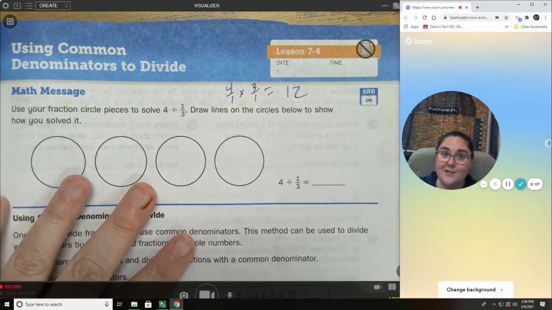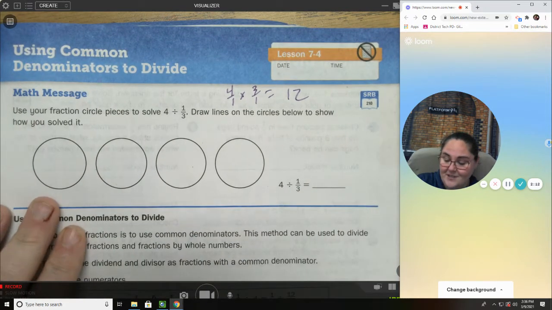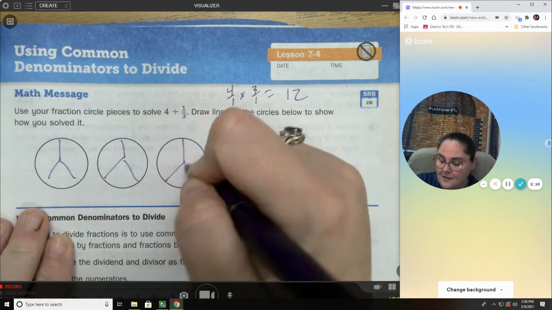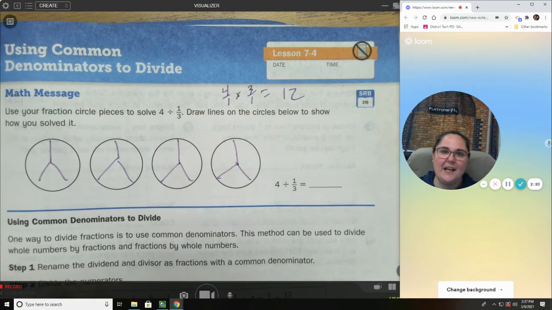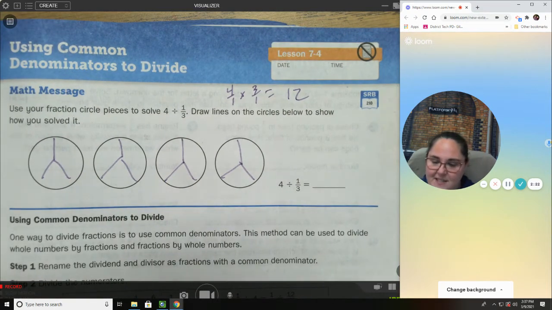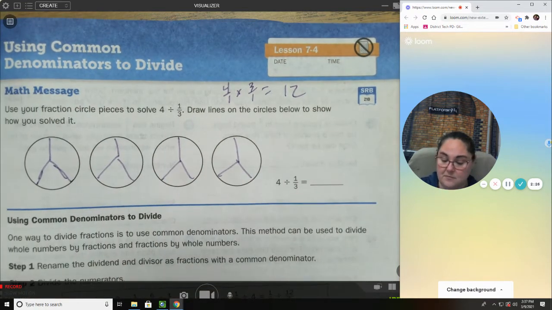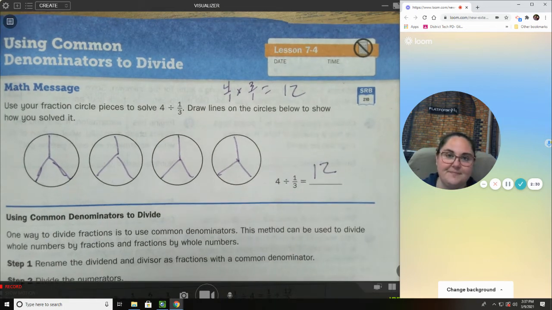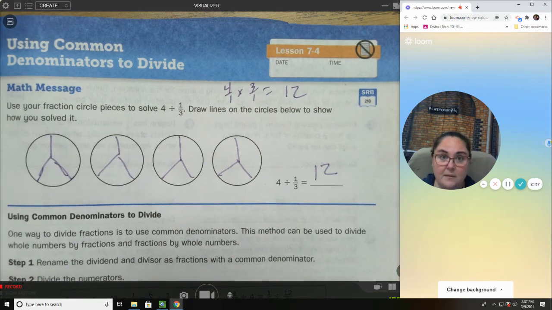Some of you like pictures. I'm a picture person. 4 pieces, 4 circles, dividing it into thirds. Close to the same size. In the real world, I would draw it perfect and it would be the same size, but it's close enough. So here we go. How many total pieces are there? Well, 3, 6, 9, 12. See how easy that is? Whatever way is easiest for you, do that way.